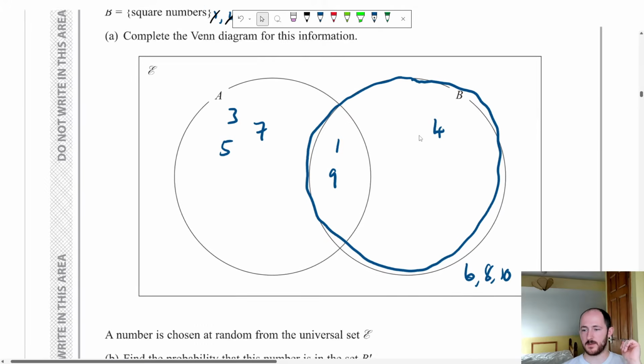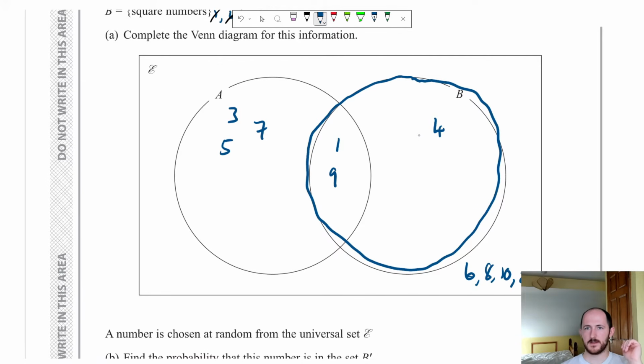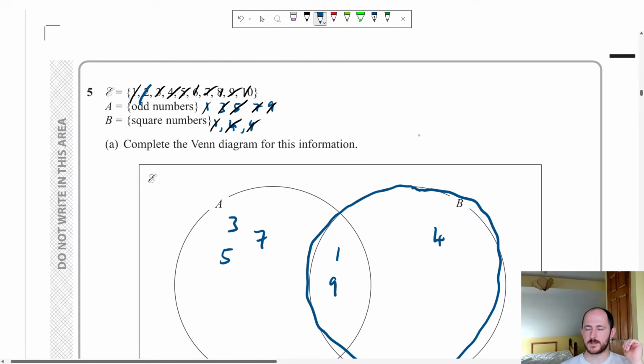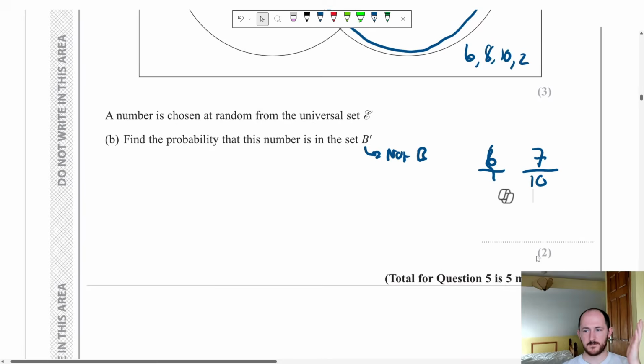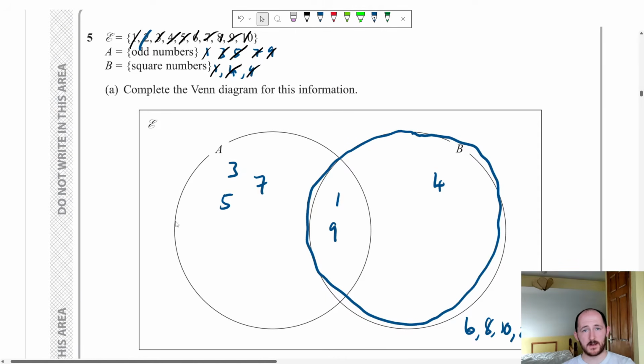I missed a number 2. There we go. That was lucky. So that would be 7 out of 10 then. Out of 10. For another 2 marks. So again, there's 5 marks.